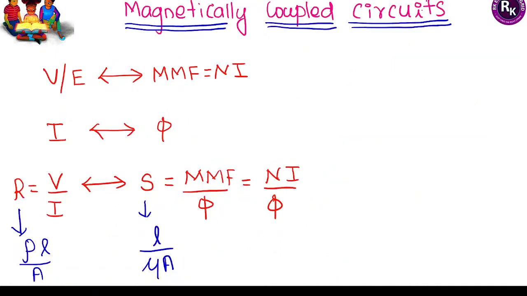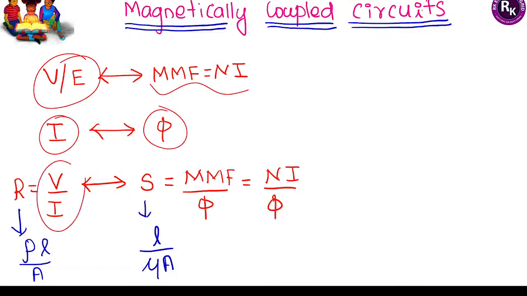Next, let us discuss magnetically coupled circuits. In a magnetically coupled circuit, in place of voltage we consider MMF, that is N into I, where I is current. In place of current, we consider flux. In place of resistor, we consider reluctance. So reluctance equals MMF by phi, MMF equals N into I by phi. Resistance can be written as rho L by A, and here reluctance can be written as L by mu into A.